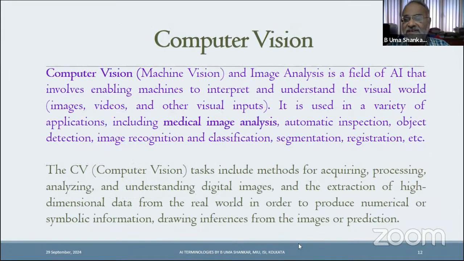Computer vision is a field of AI that involves enabling machines to interpret and understand the visual world, images, videos, and other visual input. It is used in a variety of applications, including medical image analysis, automatic inspection, detection, image recognition, classification, segmentation, registration, etc. Computer vision tasks include methods for acquiring, processing, analyzing, and understanding digital images, and the extraction of high-dimensional data from the real world in order to produce numerical or symbolic information, drawing inferences from the images or predictions.